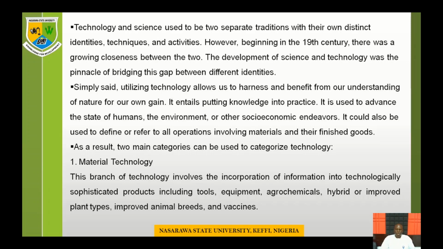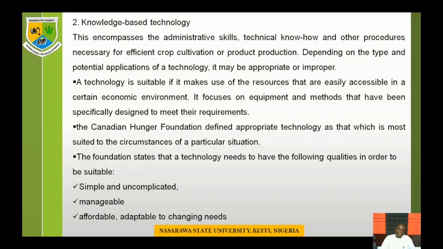So as a result, we have two main categories of technology. The material technology, of course, as the name implies, is a branch of technology that involves the incorporation of information into technologically sophisticated products, including tools, equipment, etc. And then the second one is the knowledge-based technology. This encompasses the administrative skills, the technical know-how, and the other procedures necessary for efficient crop cultivation or product production.